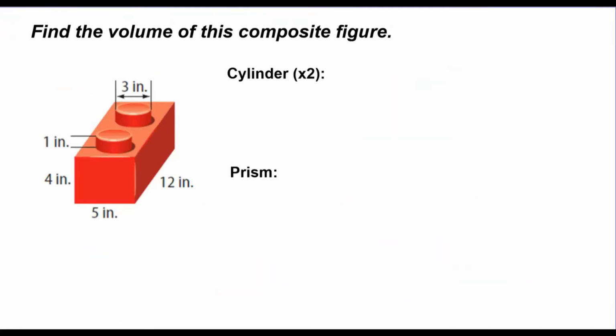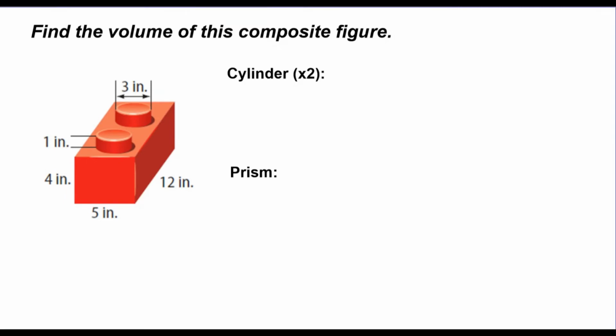And finally, we're going to look at a composite shape here. Here we have what looks like a Lego, but a very large Lego block if you look at the dimensions. And this consists of two cylinders that are identical and one prism. So we're going to find the volumes of each one of these separately and then add them together at the end.